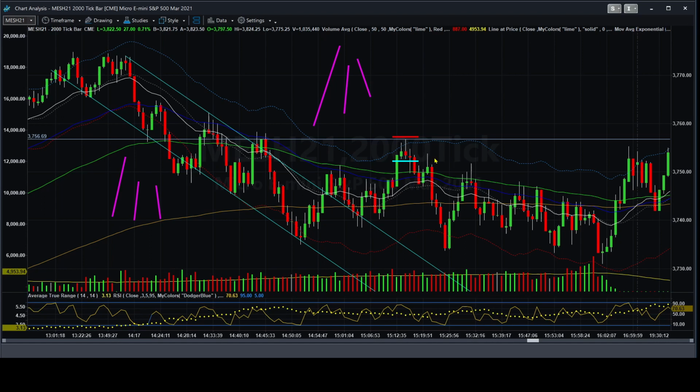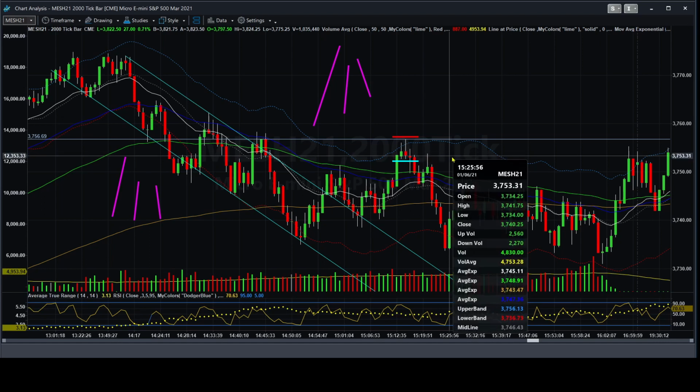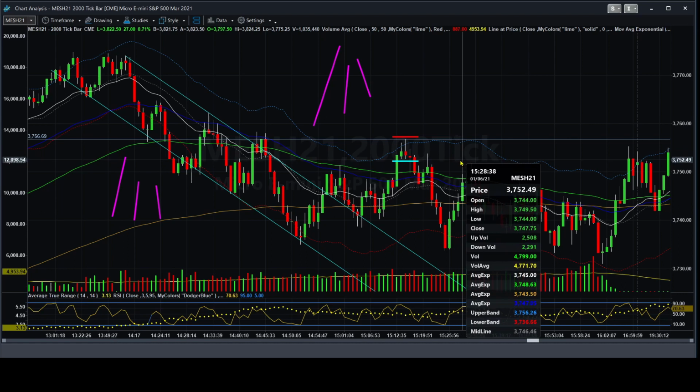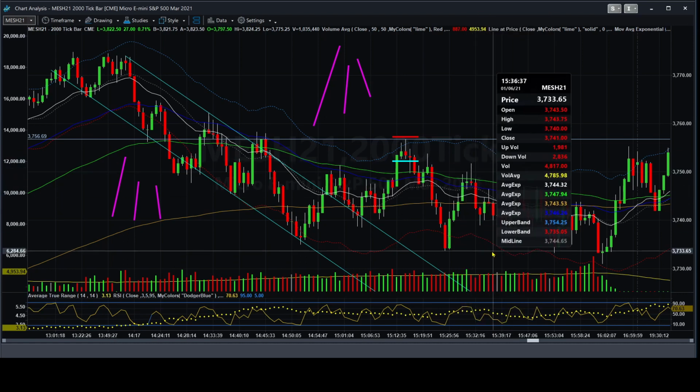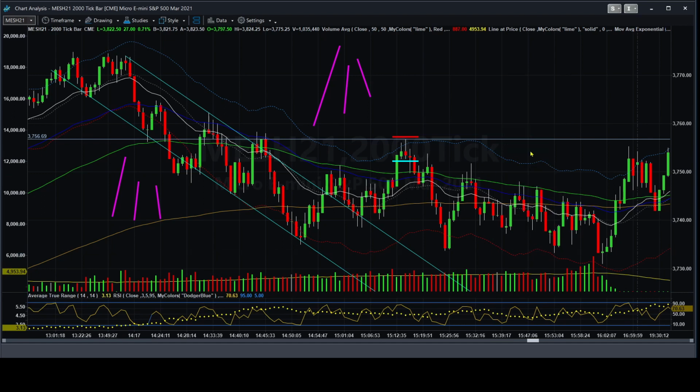For how many points? Let me check here. If we enter at 50, then 33, almost 20 points again. So 20 points in the mini S&P or micro S&P, it will be a very, very nice trade. So this is actually how I trade this.